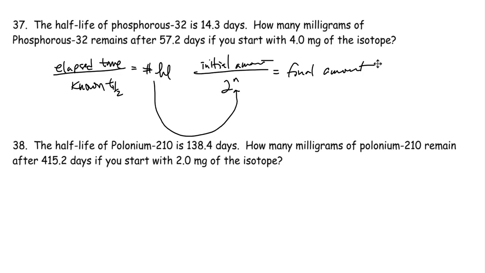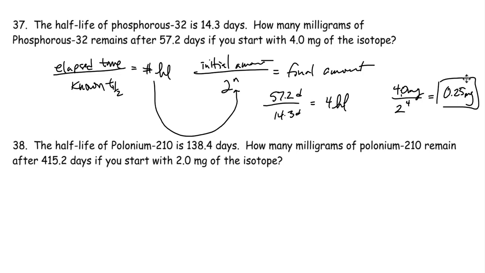And so in looking at this one, okay, so we know the elapsed time is 57.2 days. We know the known half-life is 14.3 days. If I divide those, that tells me 4 half-lives. Well, the initial quantity was 4 milligrams. So 4 milligrams divided by 2 to the 4th power, so 2 caret 4. And so 4 divided by 2 caret 4 will give me 0.25 milligrams.